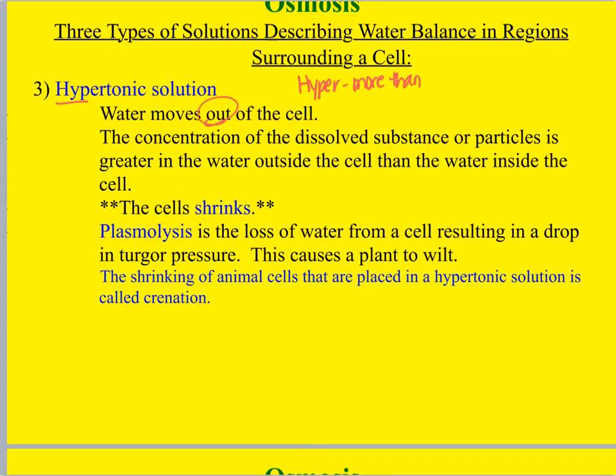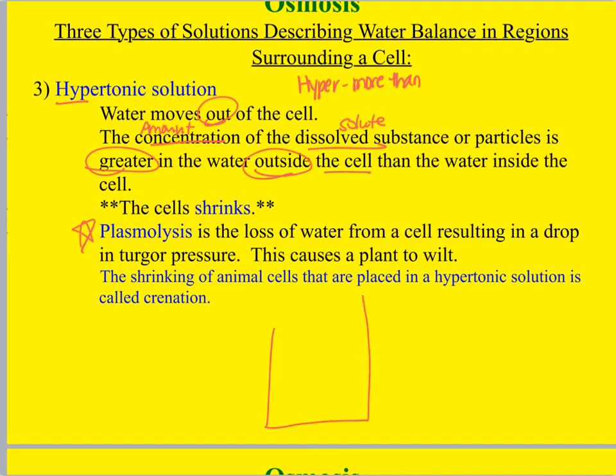So again, this is the amount of solute is greater, because hyper means greater, in the water outside the cell compared to inside. So this causes the cell to shrink. So plasmolysis, this is the loss of water from a cell based on that drop in turgor pressure. So this is what causes a plant cell to wilt. It also causes shrinking in animal cells, which is called crenation.